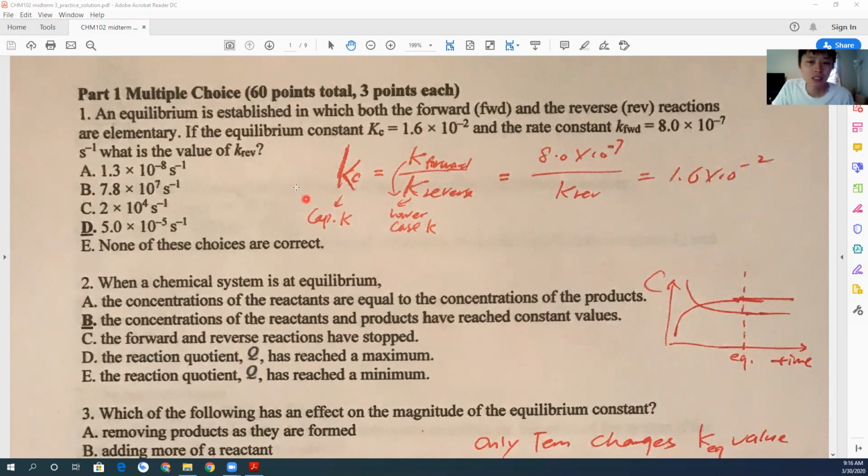Everybody okay with the connection? So number one, if you do the calculation, we know the forward rate constant, we know the overall equilibrium constant, so we can calculate the rate constant for the reverse reaction.